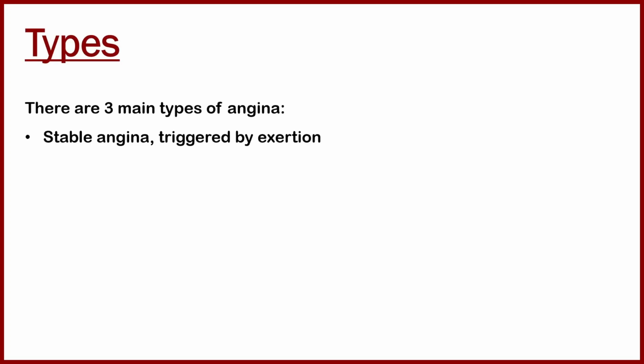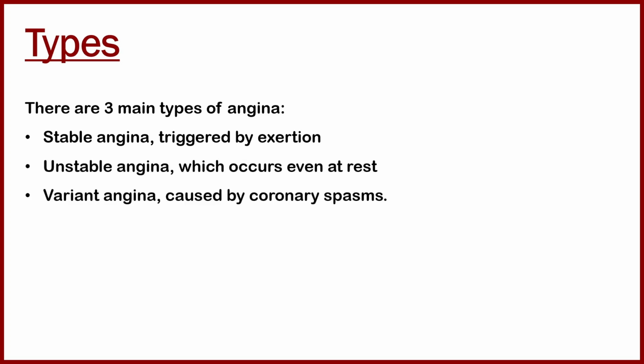Okay, so there are three main types of angina. Number one is stable angina, which is triggered by exertion. Then there is unstable angina, which occurs even at rest. And then there is variant angina that is caused by coronary spasms.